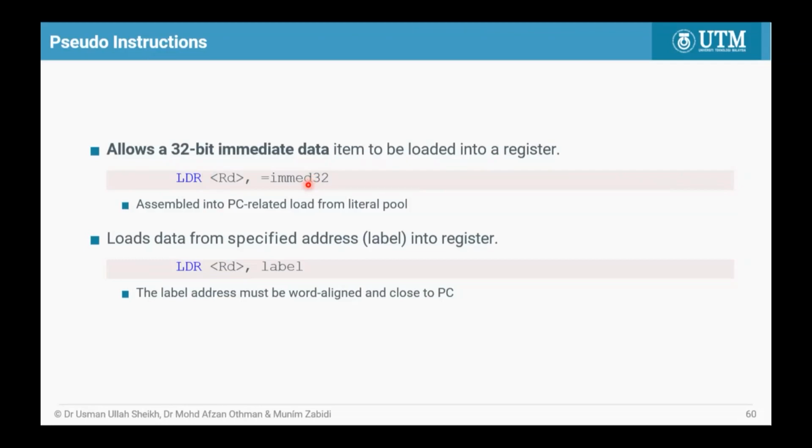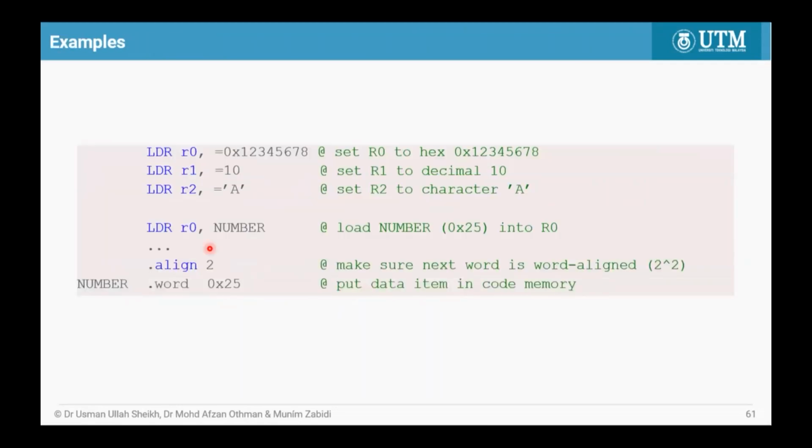Okay, and with LDR, you can also load data from a specific address into a register. For example here, LDR Rd, label, where the address is pointed by the label. You go to the address pointed by the label, take the value and put it in Rt. So you can use this instruction as well to load data from a specific address into a register.